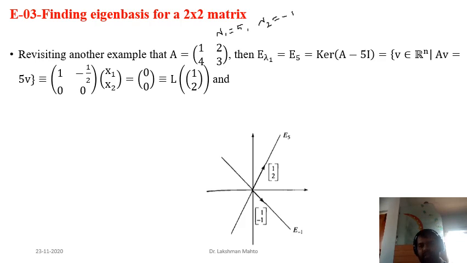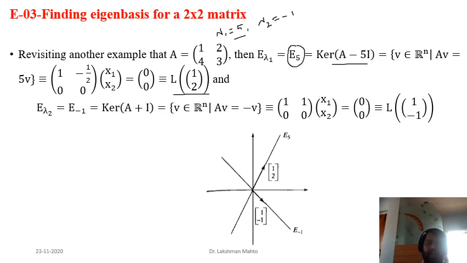So find the first eigenspace E5, that is, the eigenspace with respect to eigenvalue 5. It is just the kernel of the matrix A minus 5 times I, and it comes out as the line, the linear span of the vector 1 2. Similarly, you can get the eigenspace with respect to the second eigenvalue -1, which we call E minus 1. It is the kernel of the matrix A plus I, and if you simplify this you will see that E minus 1 is the linear span of the vector 1 -1.